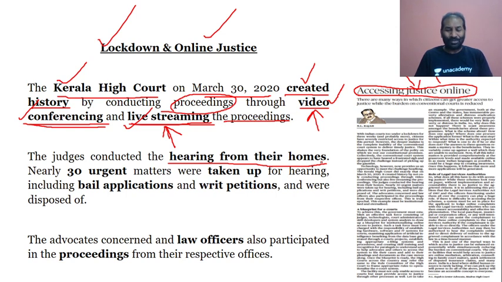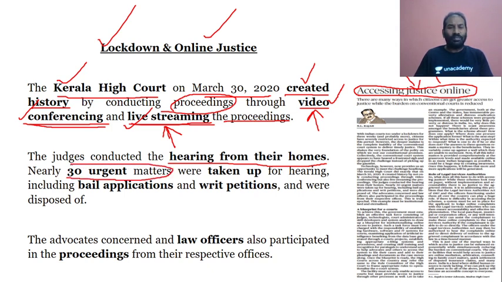working from home. So definitely, the judiciary is also working from home, not only you and me, and the education system, or the formal sectors, IT sectors, IT enabled sectors, but also the judiciary is working from home. So making it very clear that the judges have gone ahead with working from home, and they have taken up almost 30 urgent matters.